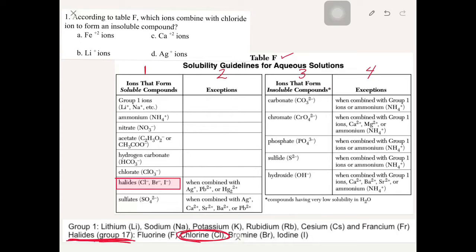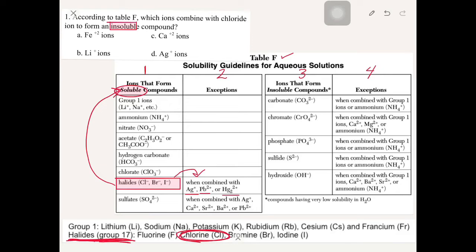Good. Okay, and now the question is asking me about an insoluble compound. Insoluble. So I look up here, and what is this column talking about? It's talking about soluble compounds. So in order for chlorine to form an insoluble compound, I would have to look over here in the exceptions column. So exceptions have silver, lead, and mercury.